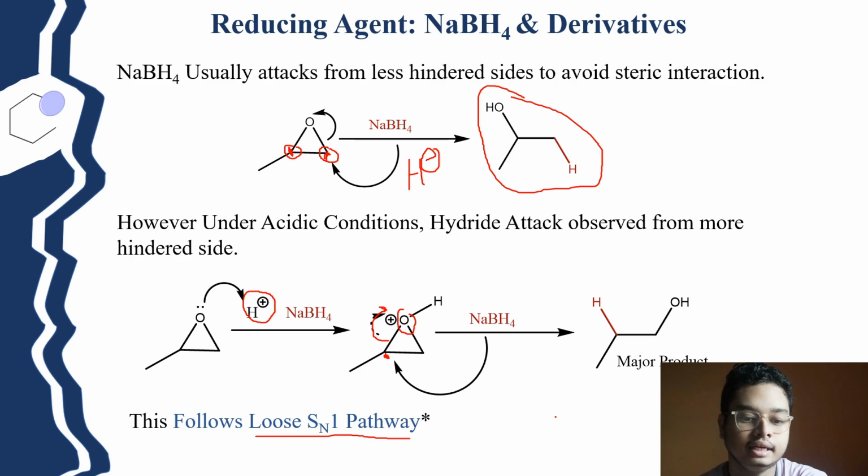Okay, simply say that after generating this type of intermediate, a delta positive or partial positive charge has been generated here, which attracts the nucleophile more towards it. So irrespective of the corresponding steric hindrance, the nucleophile will attack here to form this as a major product.